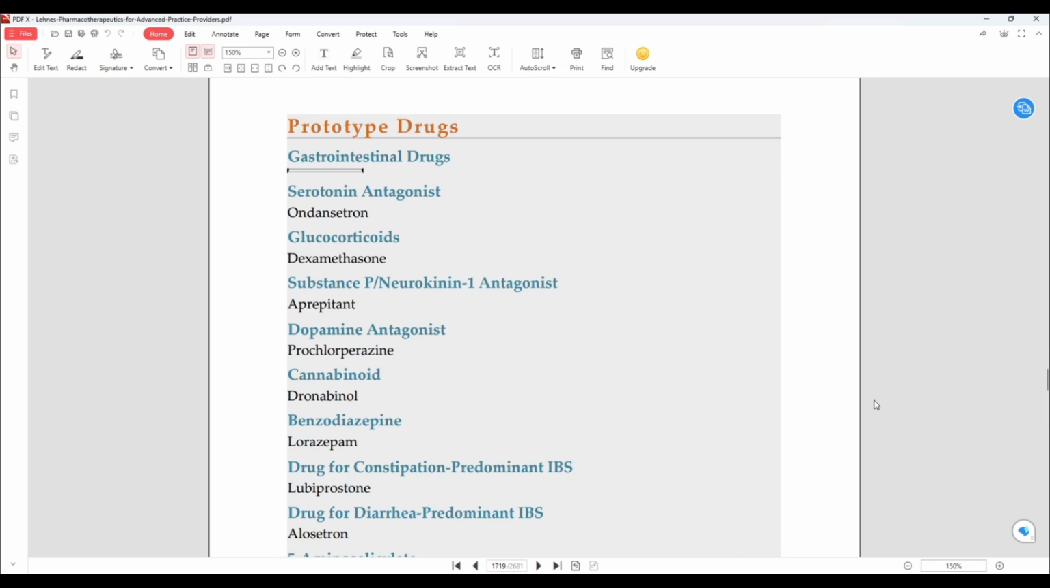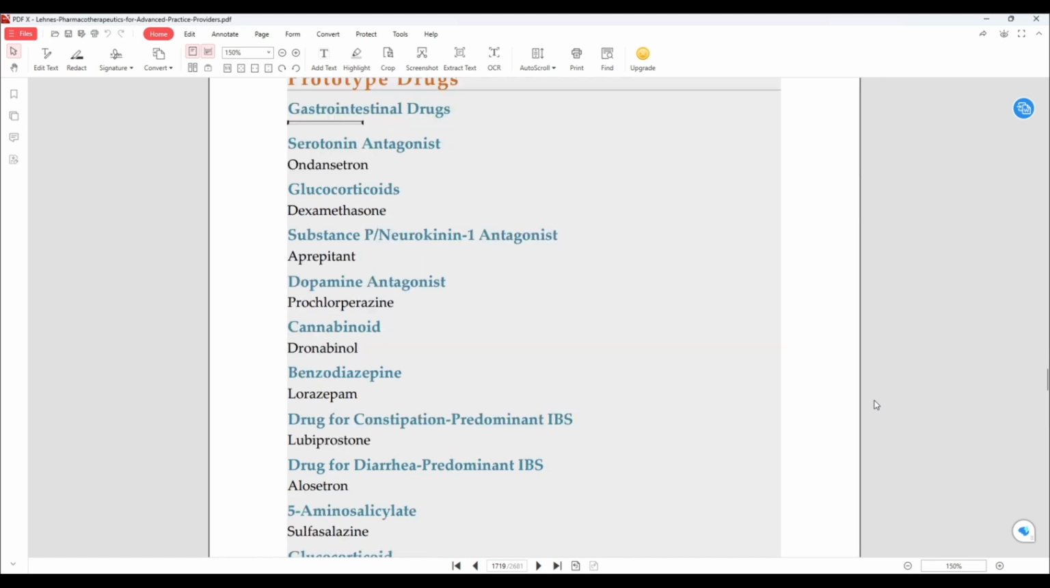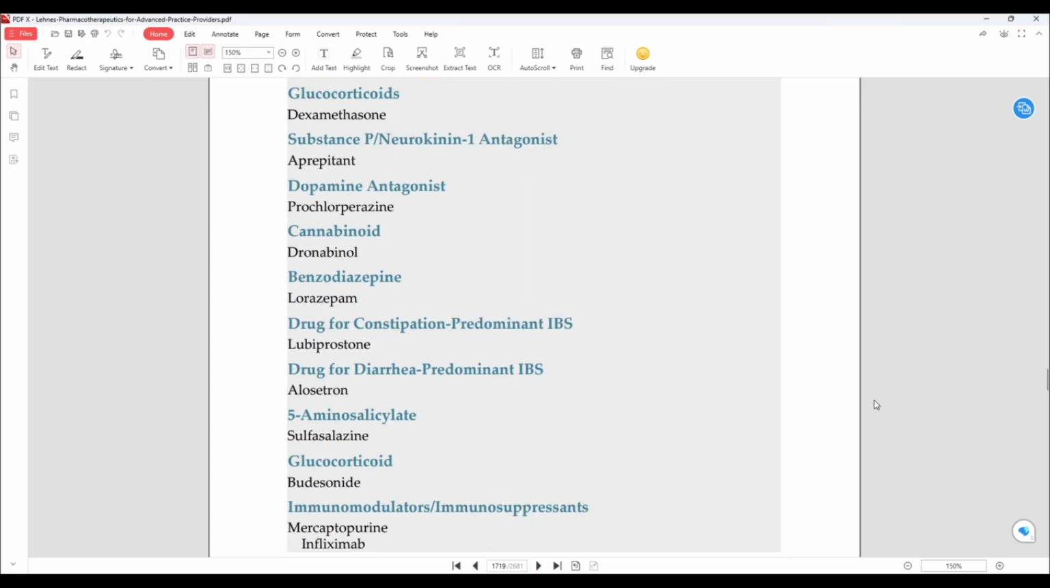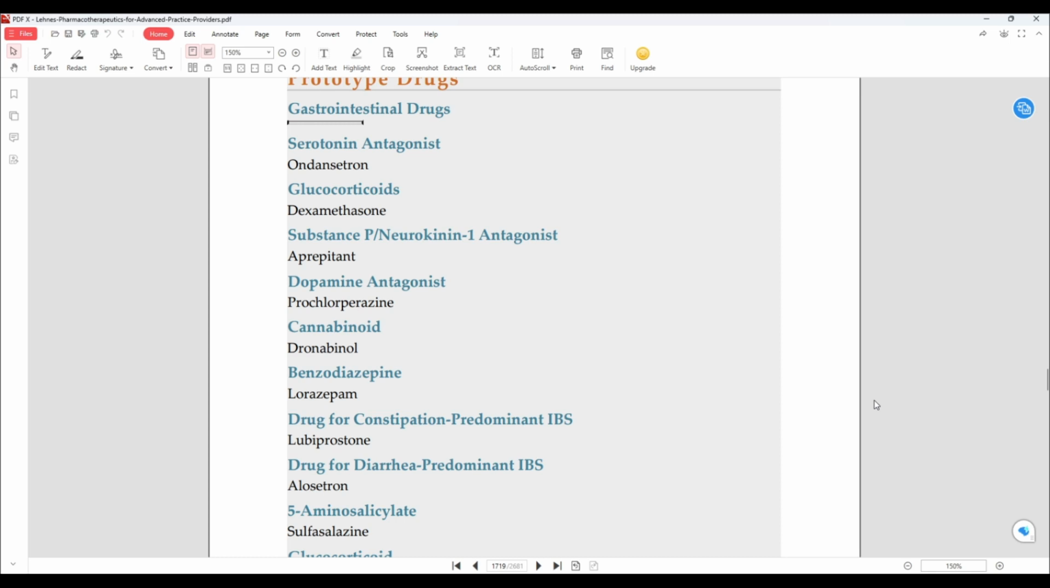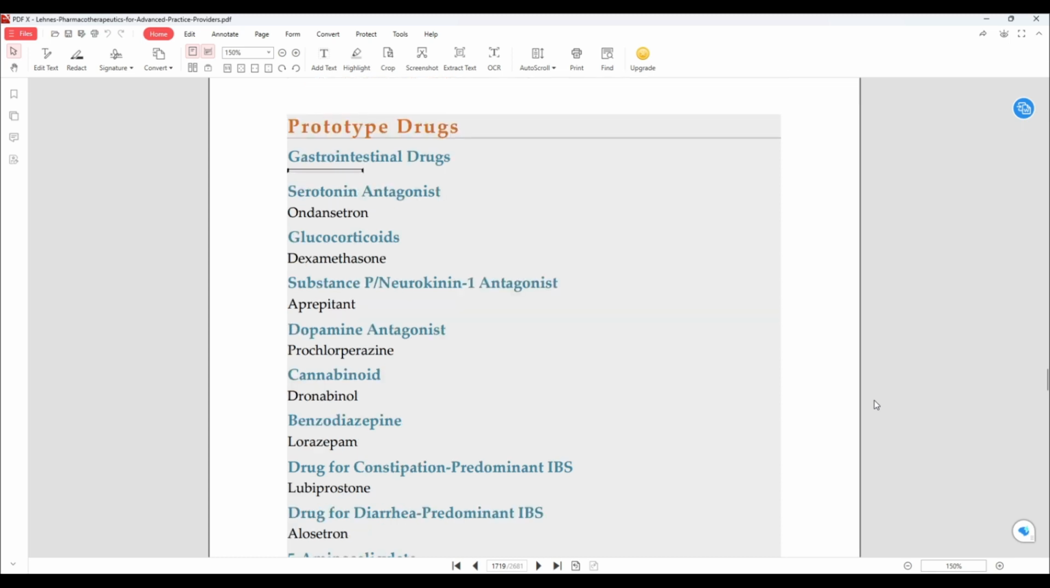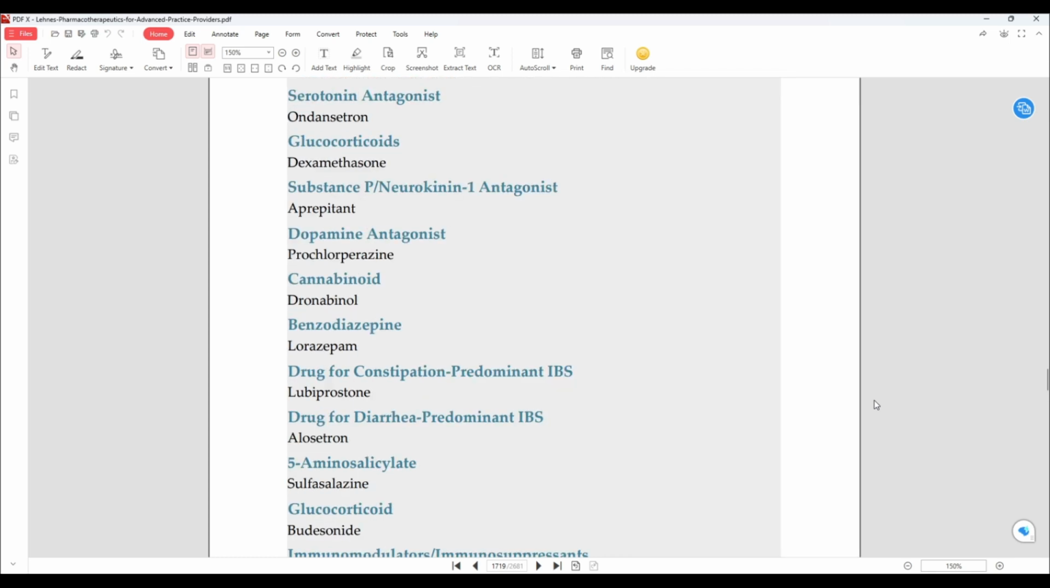So there are prototype drugs for the gastrointestinal drugs: your serotonin antagonist, your glucocorticoids, your substance P neurokinin 1 antagonist, dopamine antagonist, cannabinoid, benzodiazepines, drug for constipation-predominant IBS, drugs for diarrhea-predominant IBS, your 5-aminosalicylates, your glucocorticoids, and your immunomodulators or immunosuppressants. So again, it's a good spot to hit pause and take a look at all of them. We'll discuss each of them throughout this chapter.